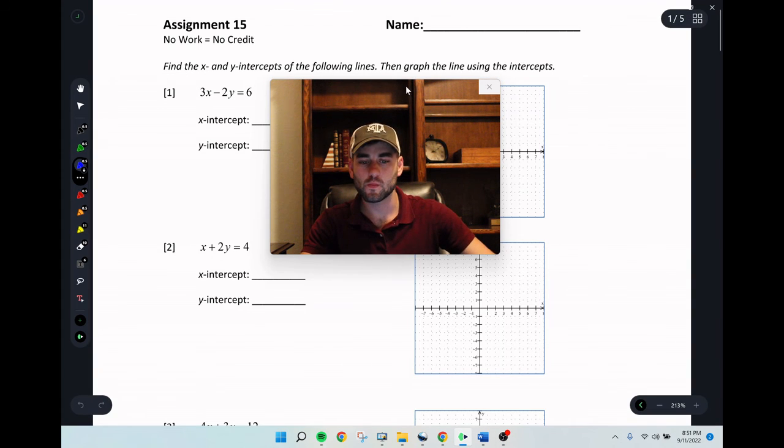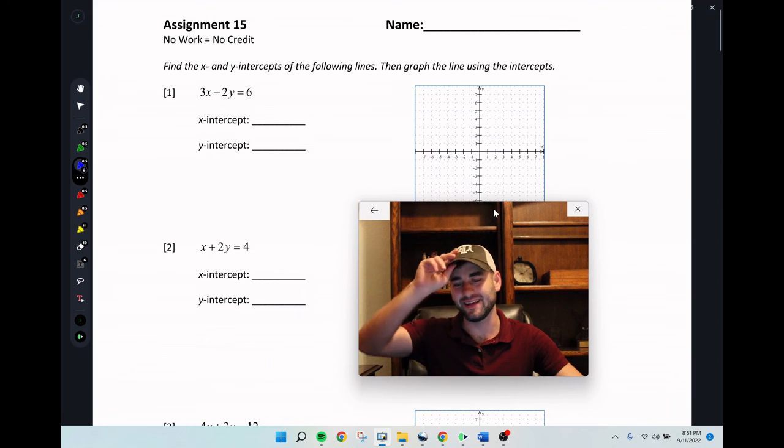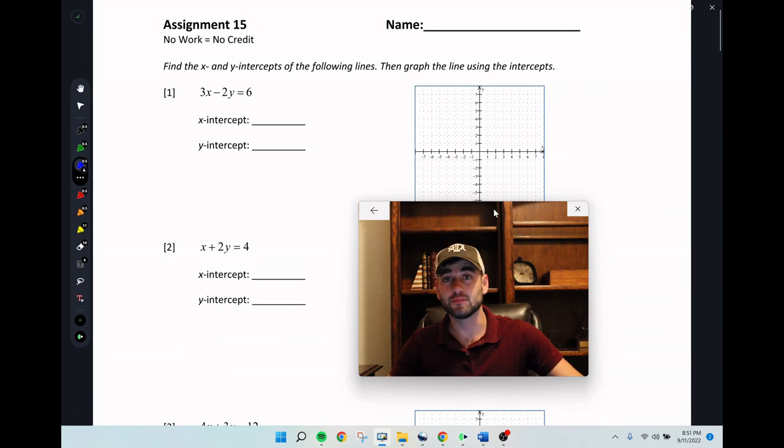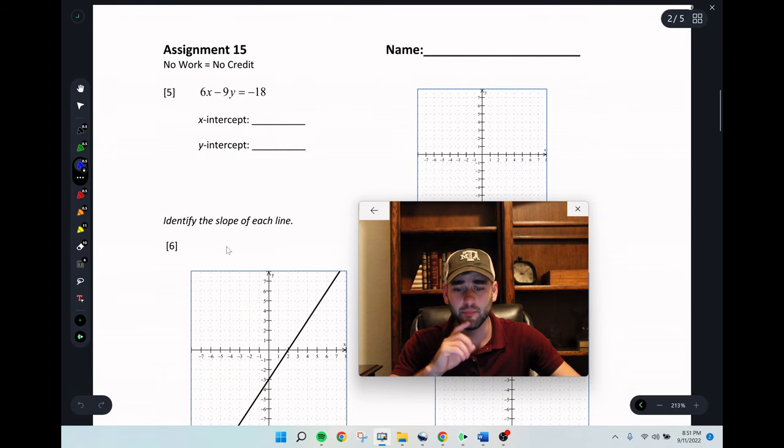Welcome back. Right now we're going to be looking at assignment 15, which is more graphing, but specifically looking for intercepts, looking for x and y intercepts, looking at the slope of a line, and looking at how you can graph a line in a bunch of different ways.